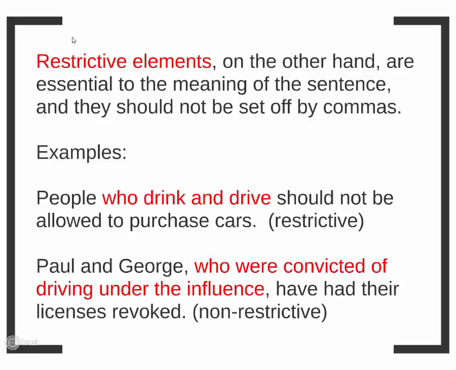So, people who drink and drive should not be allowed to purchase cars. If you remove that, people should not be allowed to purchase cars. That doesn't make any sense, right? Second example, Paul and George, who were convicted of driving under the influence, have had their license revoked. The main idea here is their license has been revoked, so that information, while it's additional information, is qualifying some things, is not essential, so we want to put it in commas.